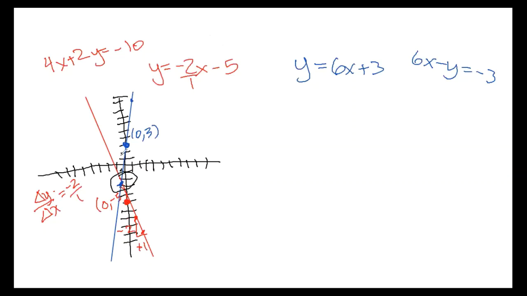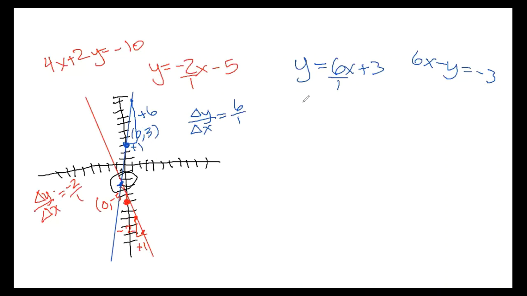The thing is my sketch is not completely accurate, and because it's not completely accurate, I'm going to use a table to help us out. My change in y over change in x is 6 over 1. So change in y is positive 6, change in x is positive 1.